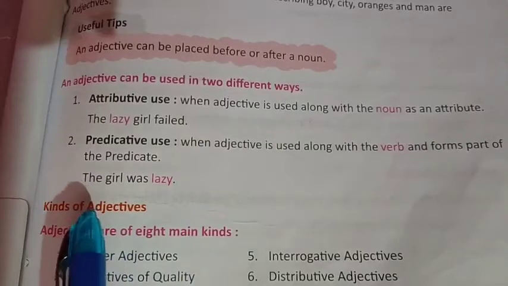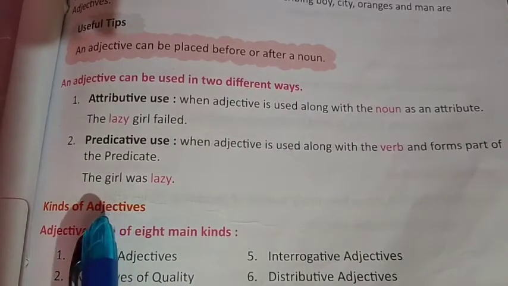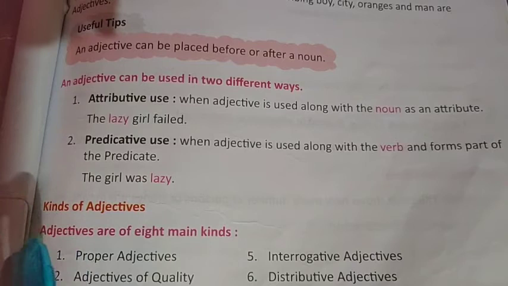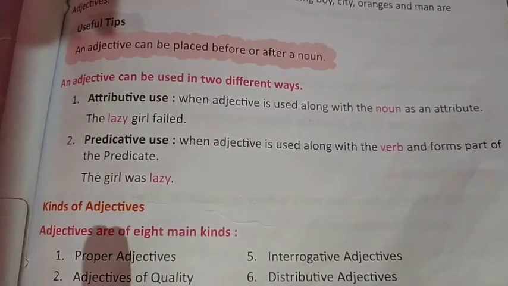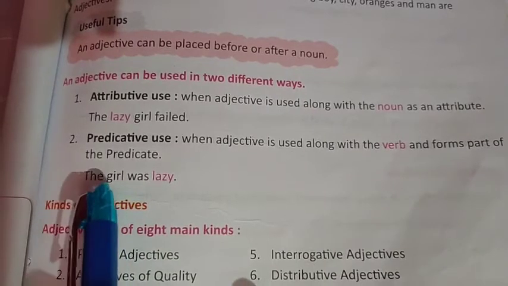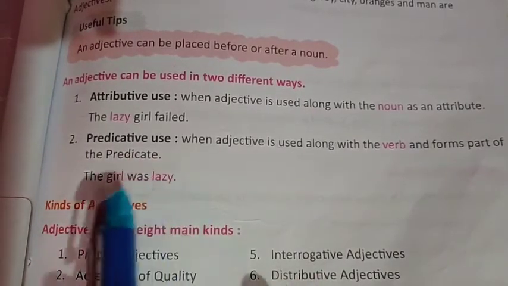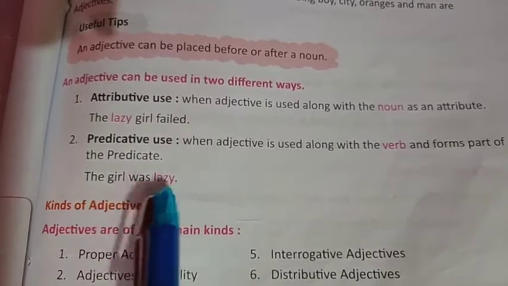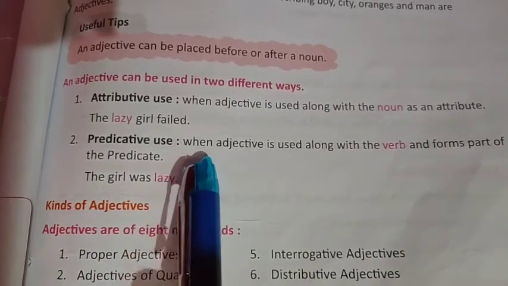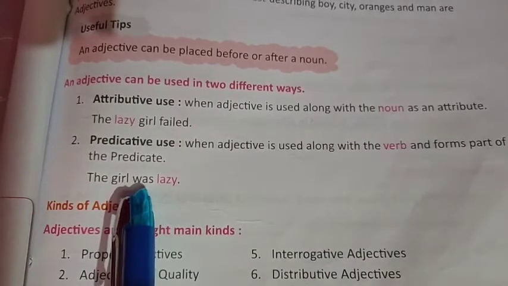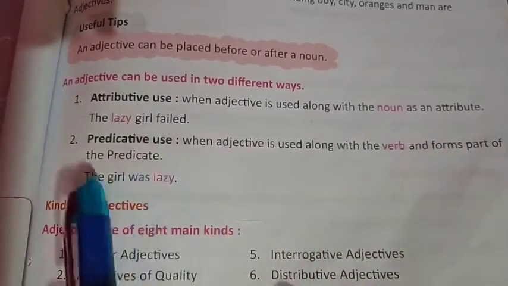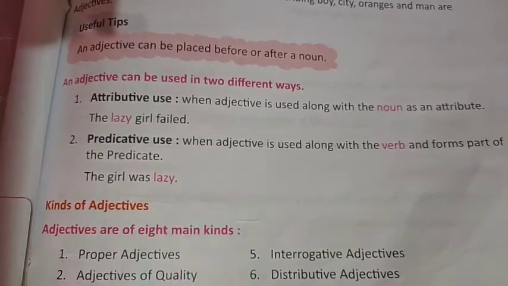In lesson number 2, we have done the subject and the predicate. Predicate is what is said about the subject. So, the girl was lazy. Now here girl is noun and lazy is adjective, but here the adjective is used along with the verb. The verb here is was, a helping verb, and it forms a part of the predicate.